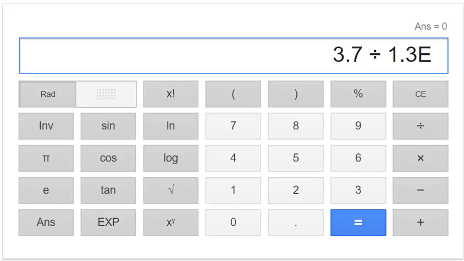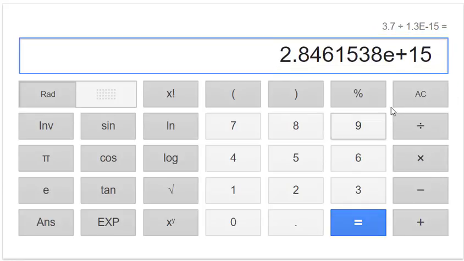That's the EXP key right here, and it's going to look like an e. It's going to look real strange, and you'd expect to see an x10. Maybe you're used to seeing it that way, but it's just an e. And what you're going to do is hit minus 15. Now what this says is 3.7 divided by 1.3 times 10 to the negative 15. That's what that is. So when you hit enter, you get your answer.